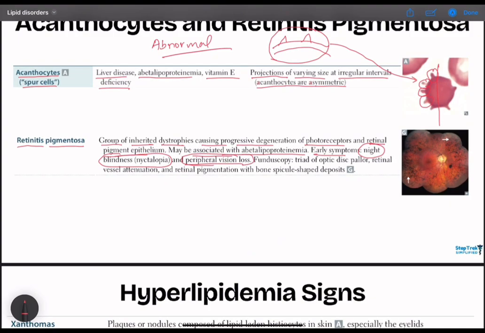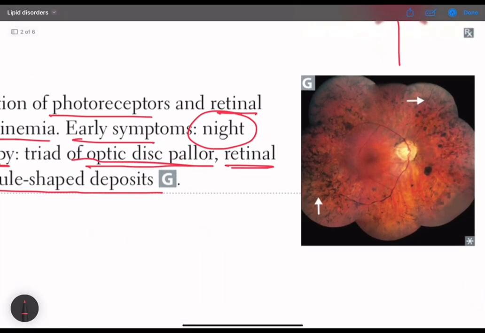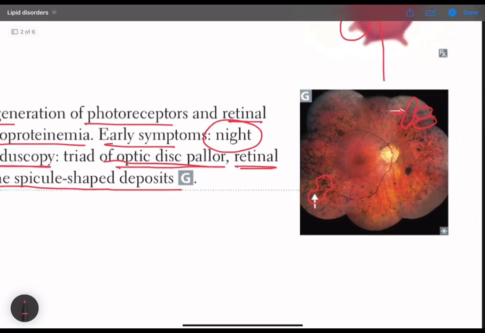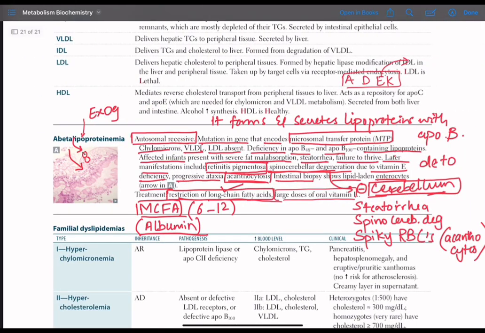On fundoscopy examination, there is a triad of optic disc pallor, retinal vessel attenuation, and retinal pigmentation with bone spicule shaped deposits. The characteristic feature of this disorder is these bone spicule shaped deposits. If you look over here, the arrow shows the deposits in the retinal epithelium. These deposits are a characteristic feature of retinitis pigmentosa. So this was all about abetalipoproteinemia.